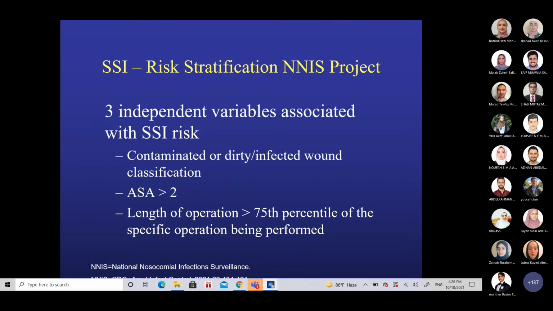The third is duration. Duration of surgery is always an independent variable. For example, if a patient is going to have a cholecystectomy, it should take around 30 minutes. So if it takes 3 hours, then definitely this will increase the risk of surgical site infection in these patients.